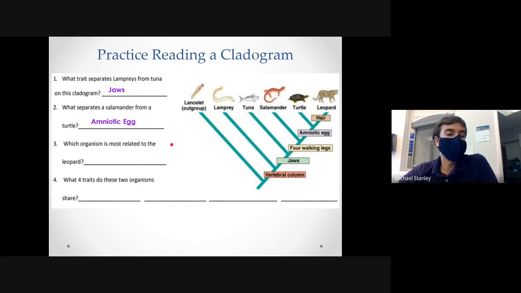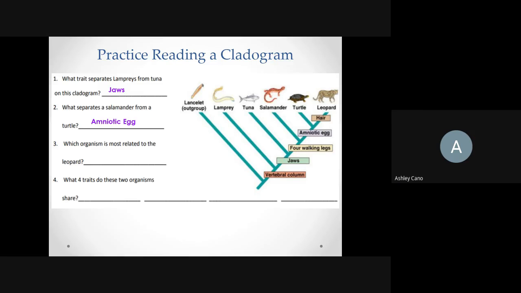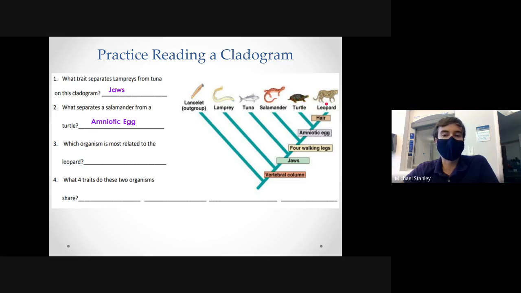All right, number 3. Which organism is most related to the leopard? The turtle. Exactly. Turtles and leopards are way over here on the end. They are close together on the cladogram, and we can see right here that they have a fairly recent common ancestor compared to all these other guys on the list. So leopards are most closely related to turtles because the further down that you go, the less and less related that they are.